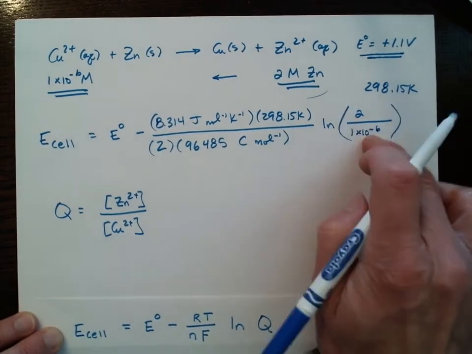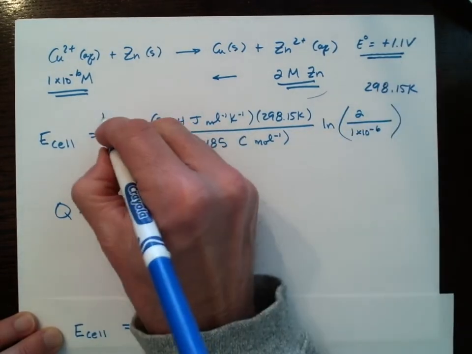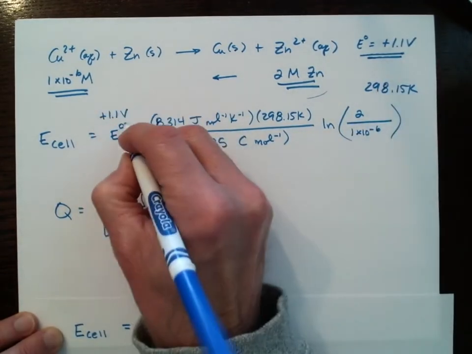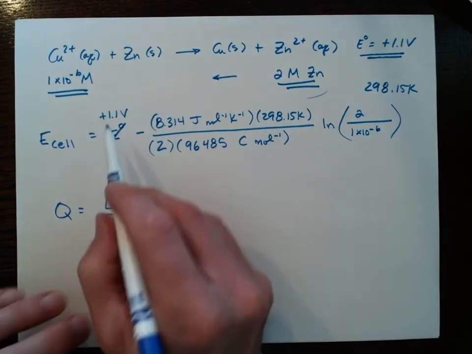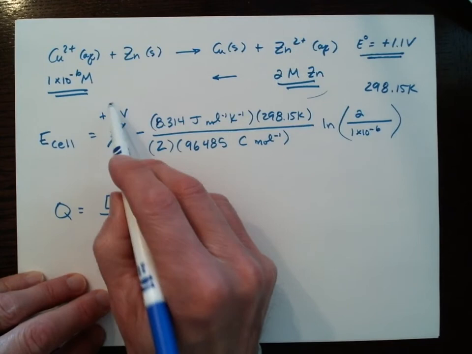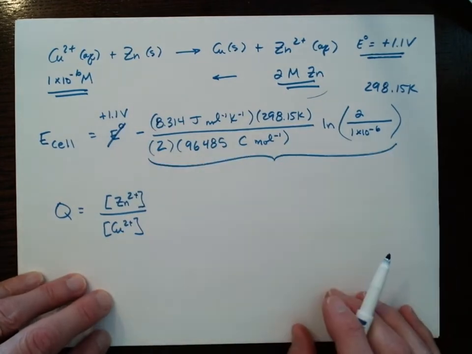So I'm going to take the natural log of this. And I might as well go ahead and plug in the cell potential that I know, positive 1.1 volts. So I'm going to take my 1.1 volts and I'm going to subtract whatever this whole thing is. I don't know what that is. I've got to do the calculation.